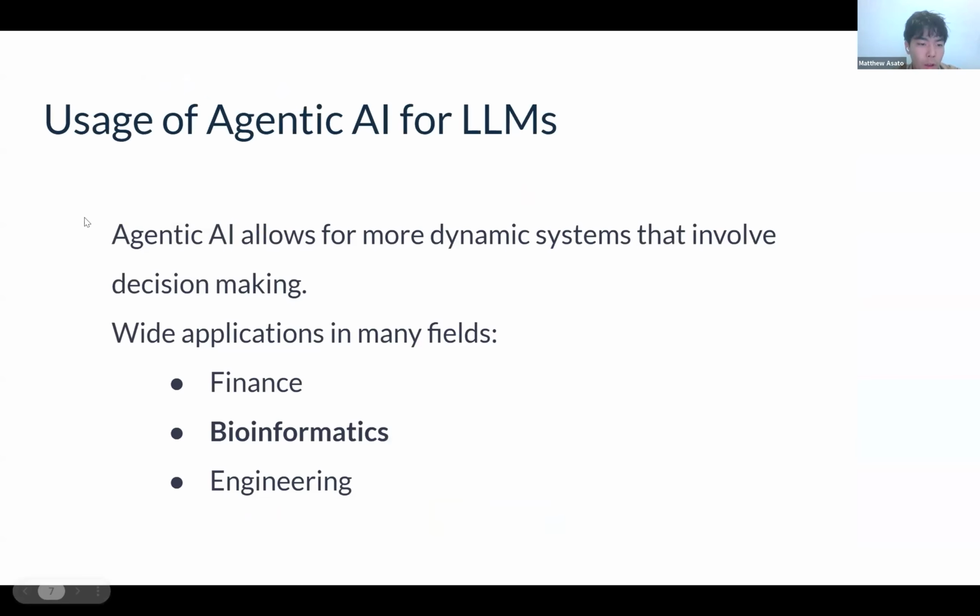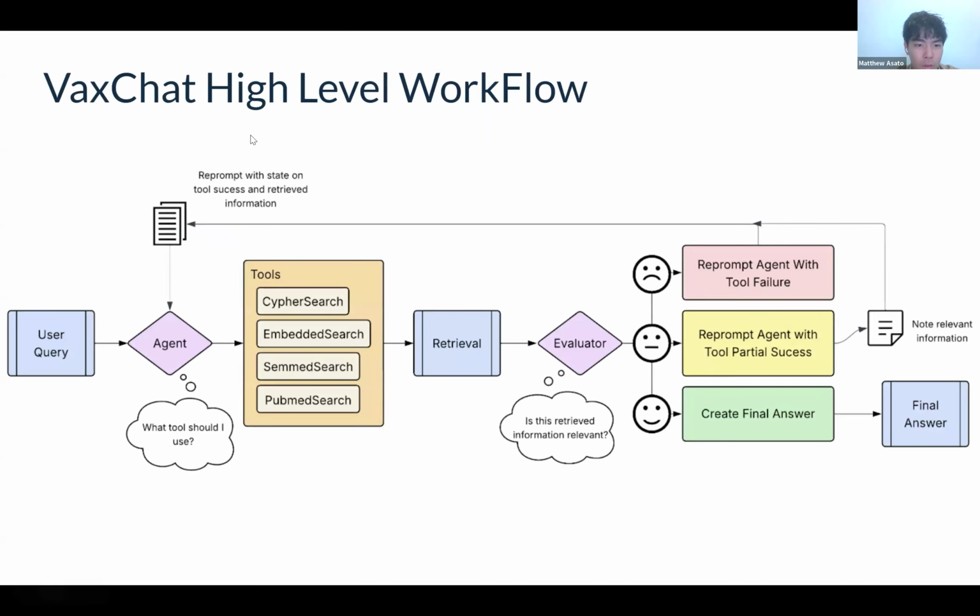So with the widespread use and growth in large language models has been the growth of agentic AI. Essentially, agentic AI is pretty much considered to be any system that is dynamic and involves some sort of decision making. Recently, there's been really widespread use in finance and engineering applications, as well as in bioinformatics or in the medical domain. So we introduced VaxChat, which is described by this high-level workflow right here.